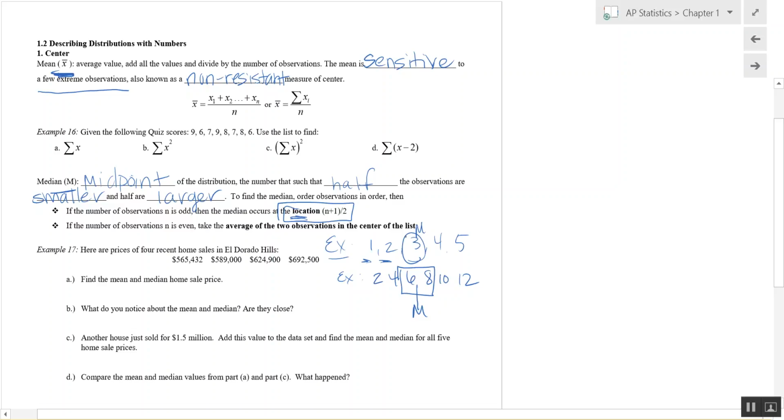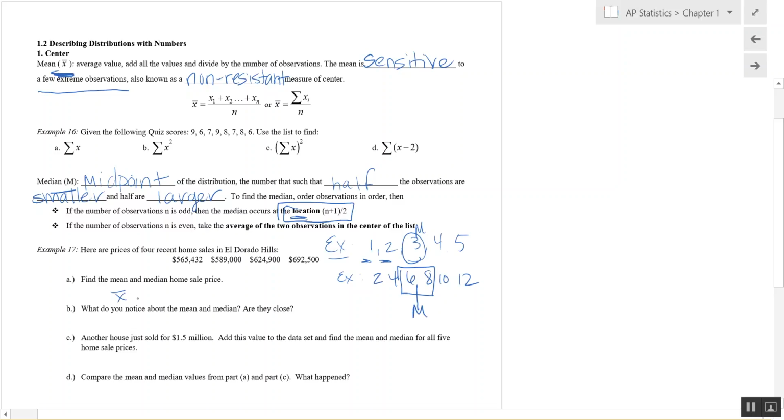Okay, dealing with the mean a little bit, we're going to use this little example. Here are some prices for 4 recent home sales in El Dorado Hills. Find the mean and median home sale price. I want you to grab your calculator if you don't already have it. You can put this on pause for a second. Grab your calculator and enter these in the list so that you can do one variable stats and find the mean and the median. So go ahead and do that.